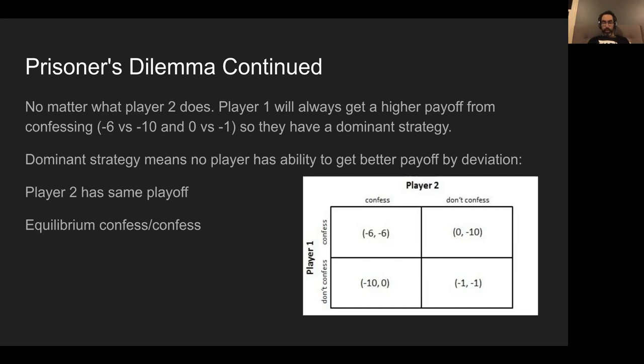The classic mixed equilibrium is rock, paper, scissors. The optimal mixed equilibrium is to throw rock, paper, and scissors randomly 1/3 of the time.